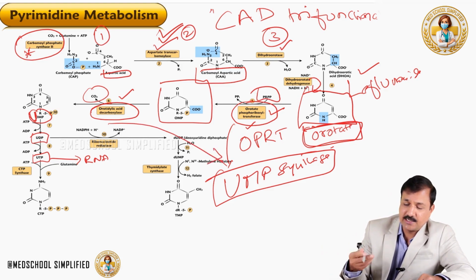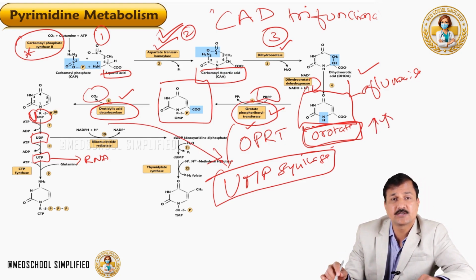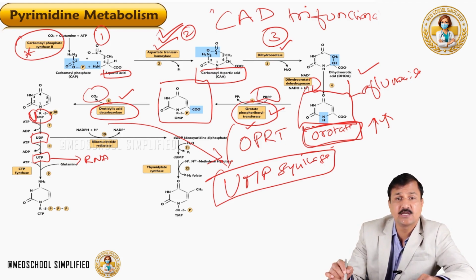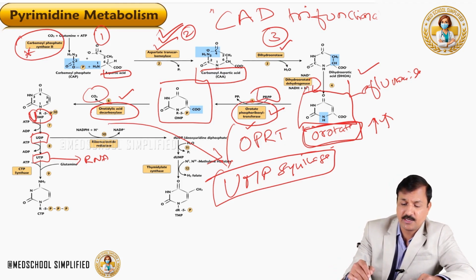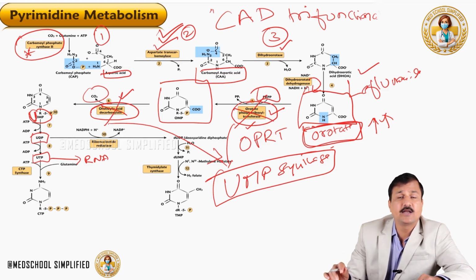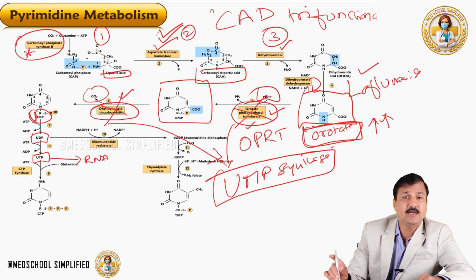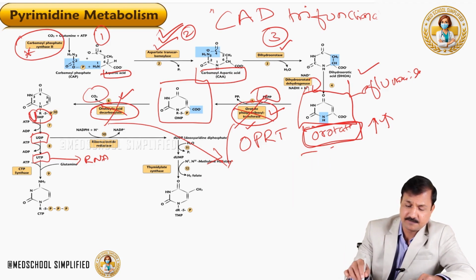Remember that. So if there is any deficiency or defect in UMP synthase, that leads to elevation of orotate that appears in the blood and urine, leading to orotic aciduria. So a UMP synthase defect may lead to orotic aciduria, and UMP synthase is a combination of two enzymes. So OPRT can be defective or orotidylic acid decarboxylase enzyme can be defective. We are going to see that later.